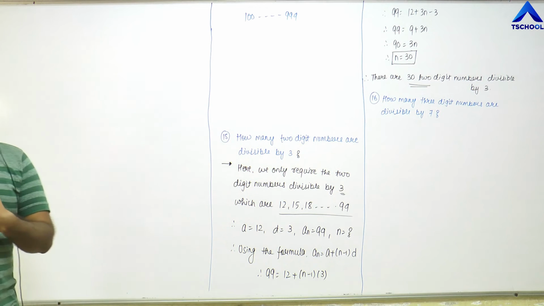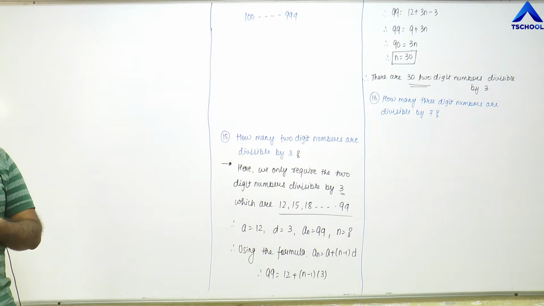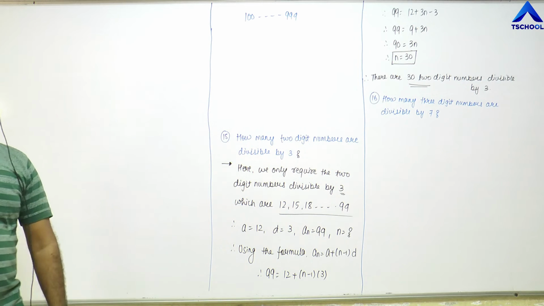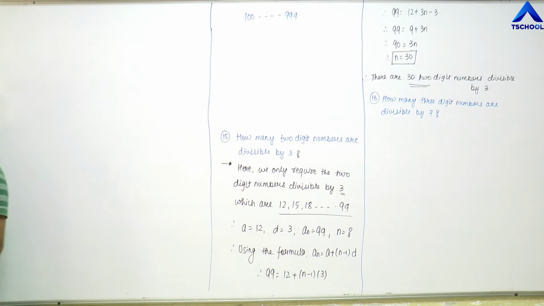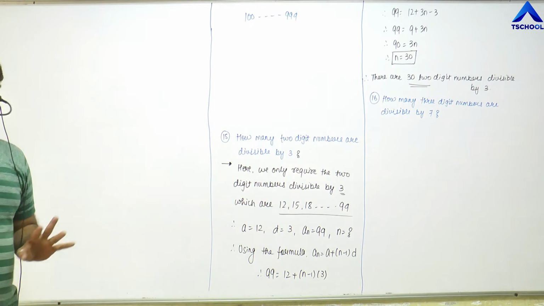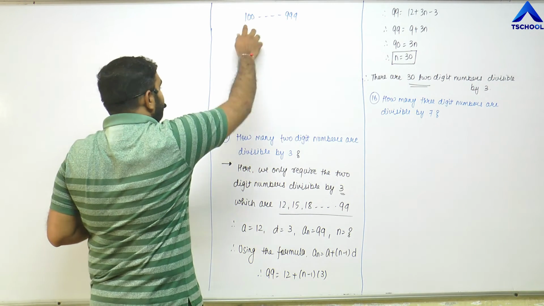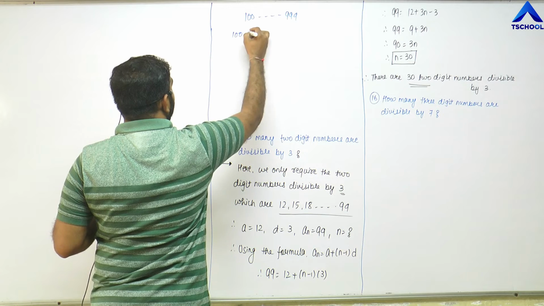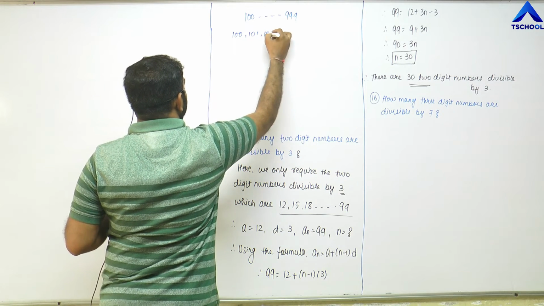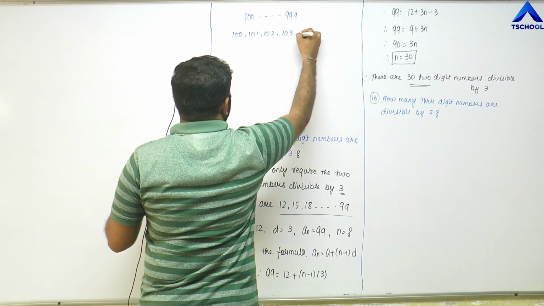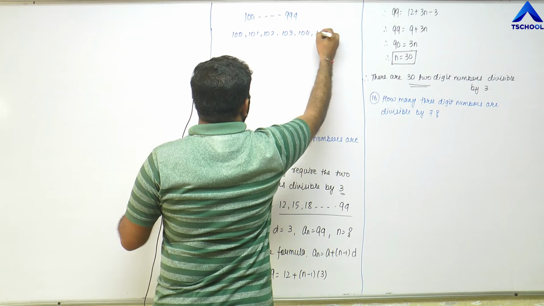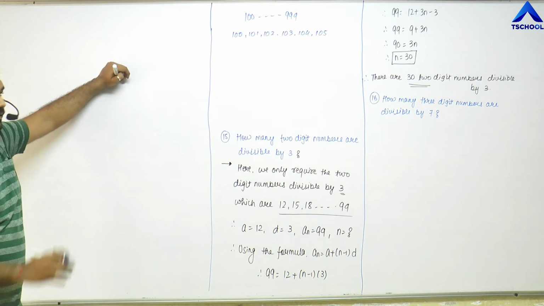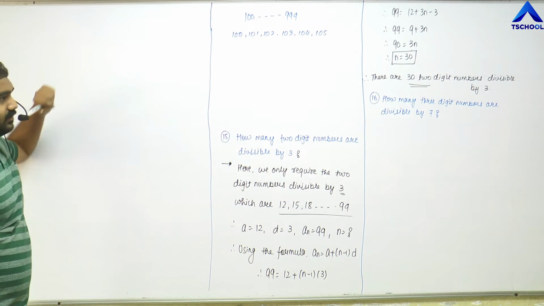But we can find it out. Okay? How to find out those? As we discussed here, simply find out those numbers by dividing. Let us check it for this. Let me write down 100, 101, 102, 103, 104, 105. Similarly, so on up to 999.